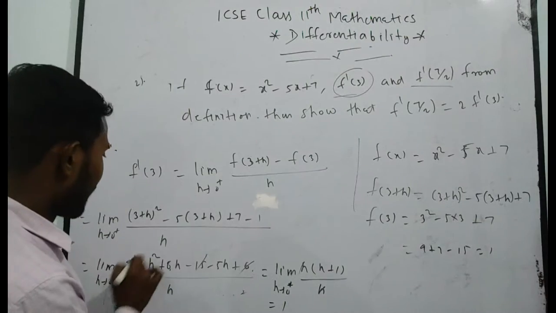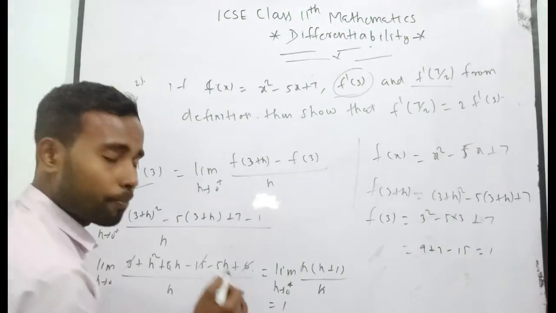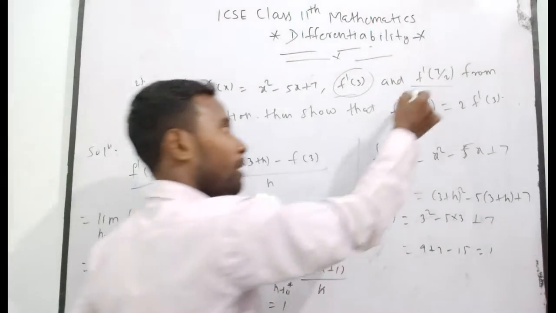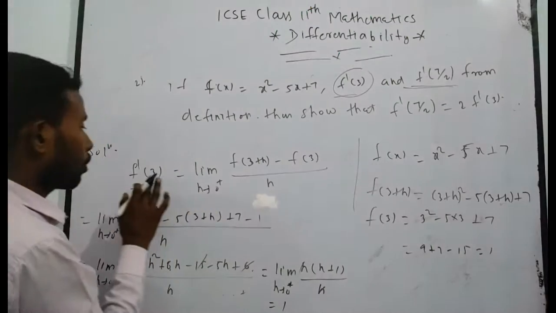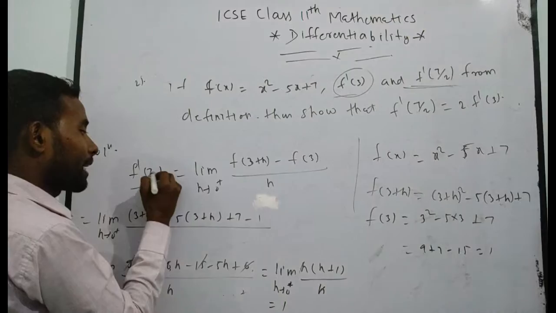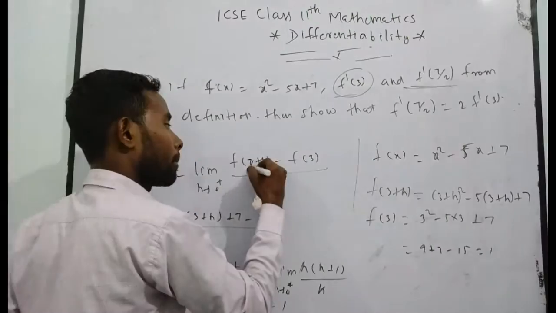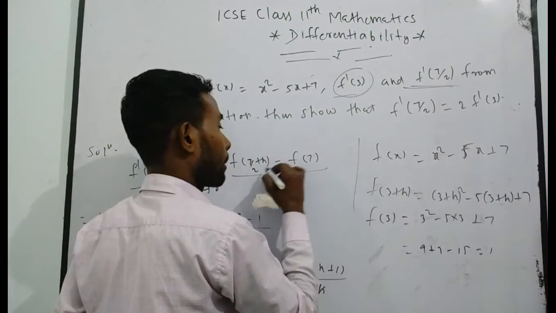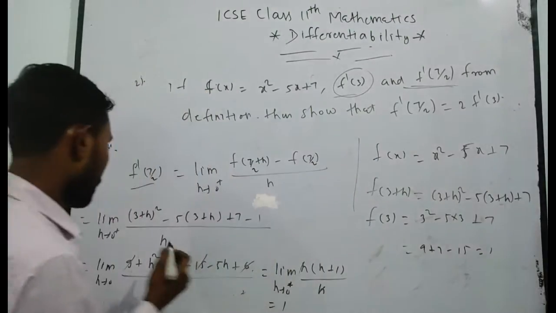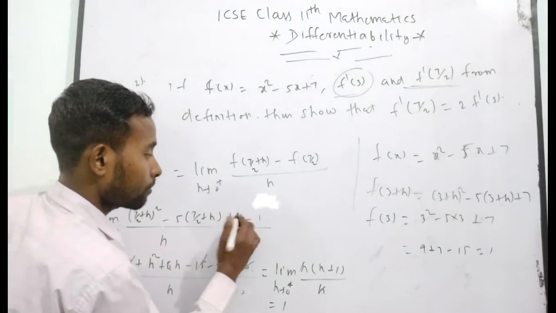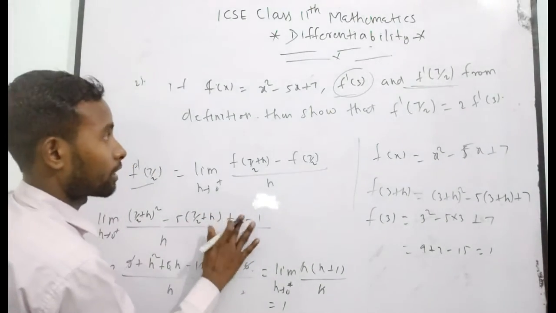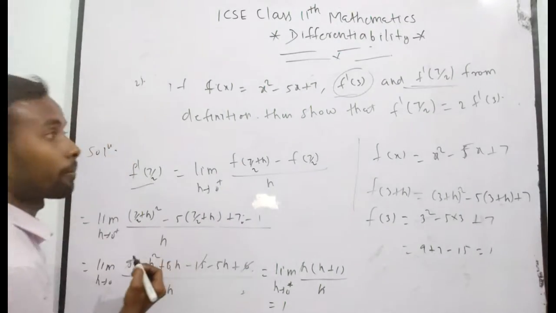That means you get f dash 3 is equal to 1. Now you have to find the value of f dash 7 by 2. So I want to write here f dash 7 by 2, that means f(7/2 plus h) minus f(7/2). Here there is given 7, don't remove it.